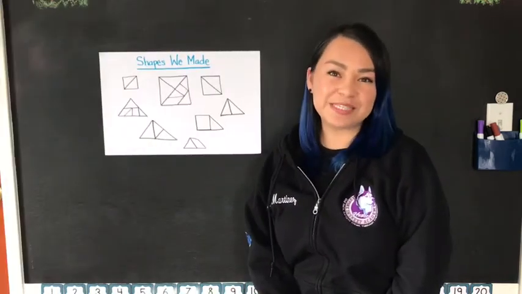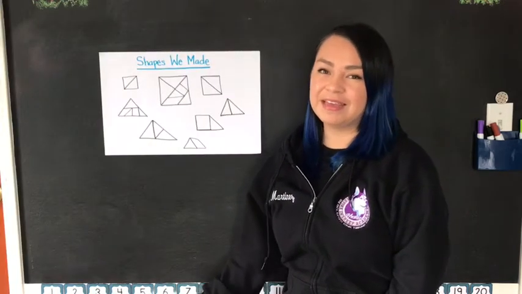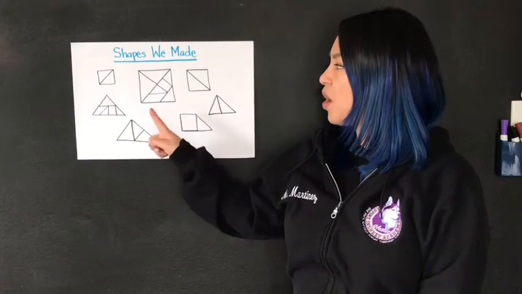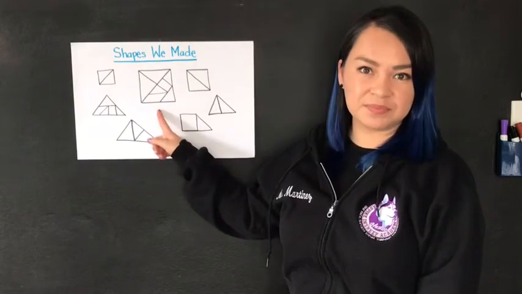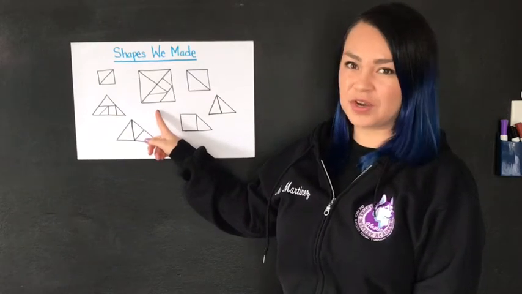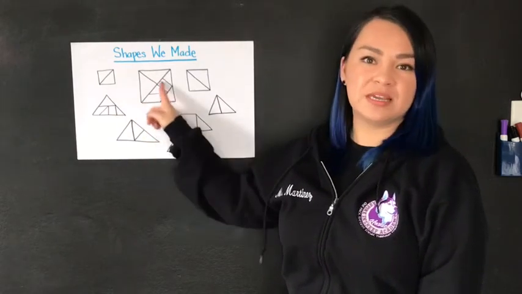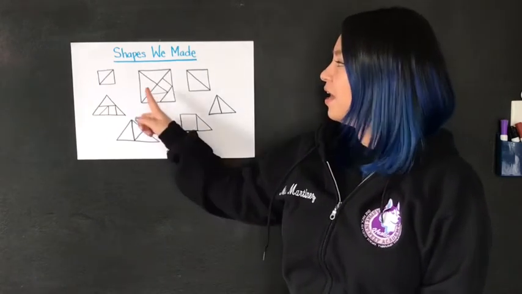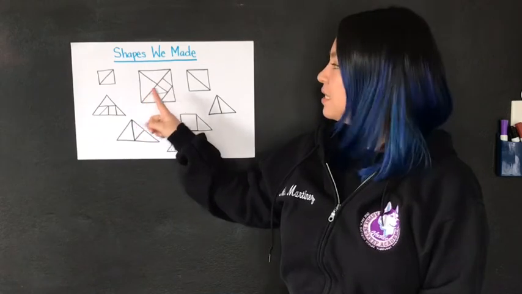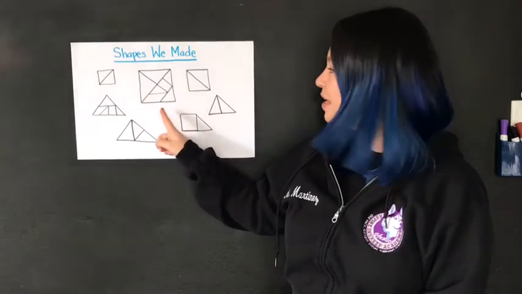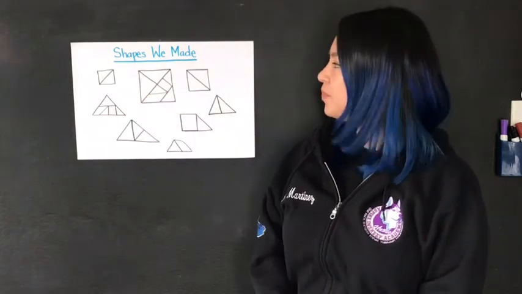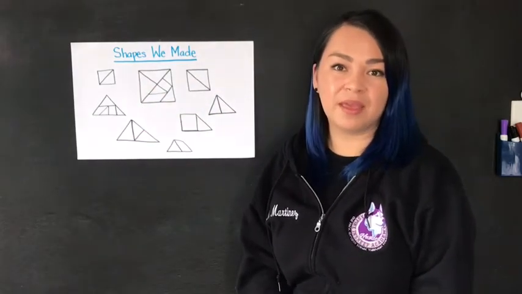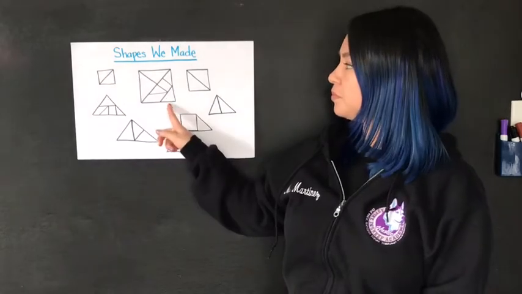I have a chart with some of the shapes that you created in the last lesson. Let's talk more about each of these shapes. What shape is this? This is a square. Good job. What shapes do you see inside of this square? I see a triangle. I see smaller triangles. I see a trapezoid. All of these are different sizes and they make the big square.